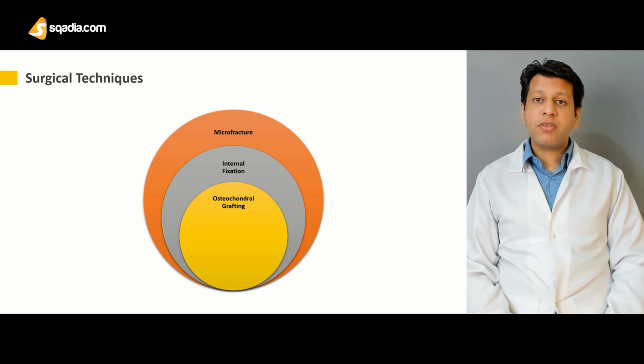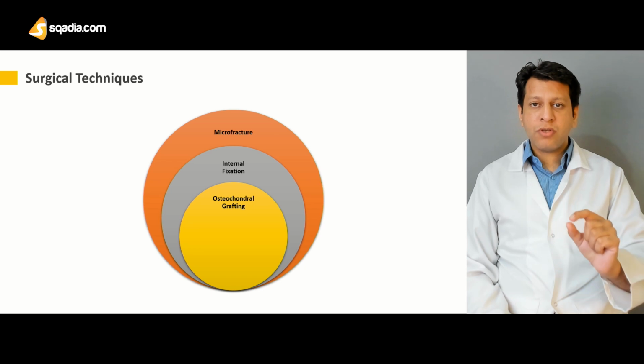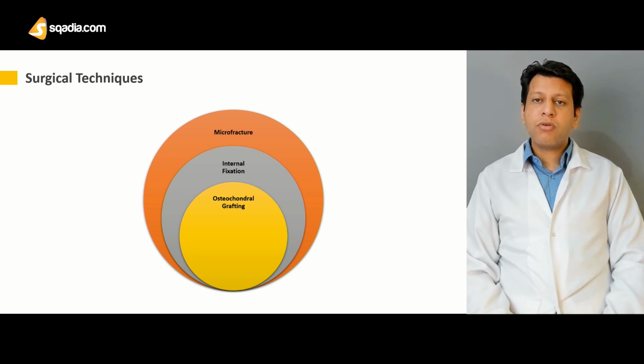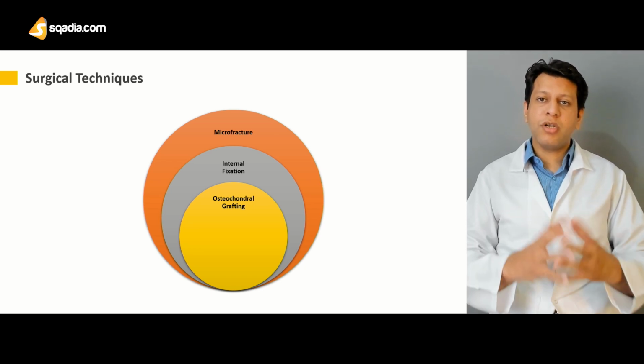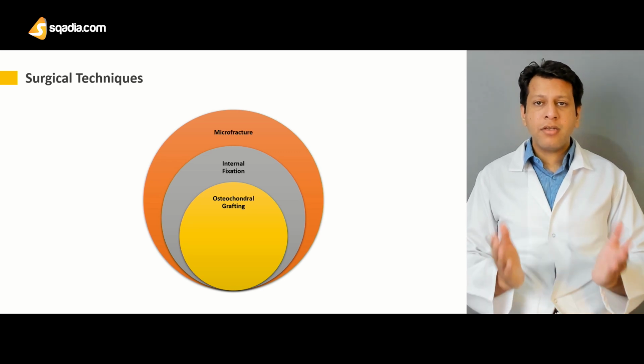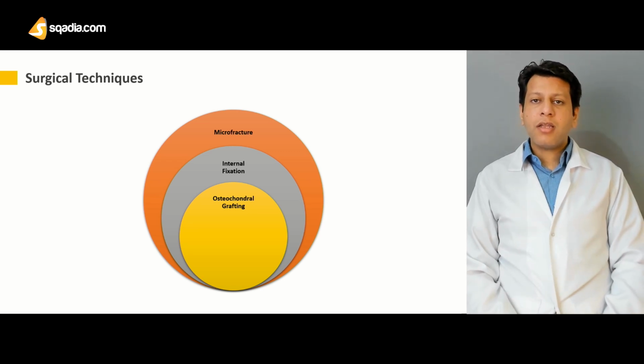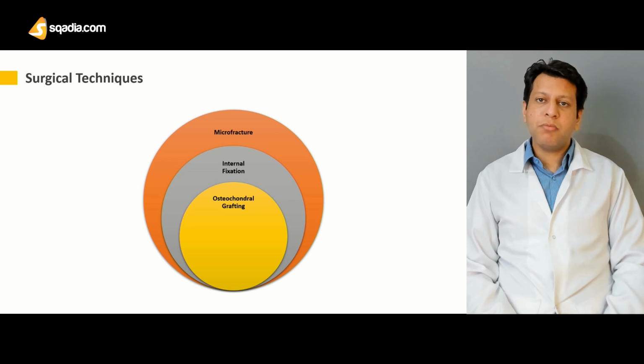Or if it's a very large lesion and a high demand patient, we can go for autologous chondrocyte implantation as well. That area can be used to implant the chondrocytes, which can grow into a cartilage and eventually plug the lesion and cure the patient from the problem as well.